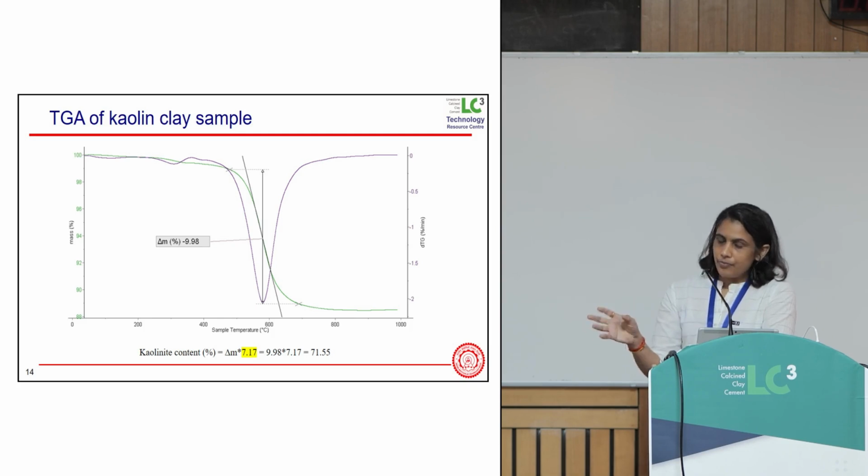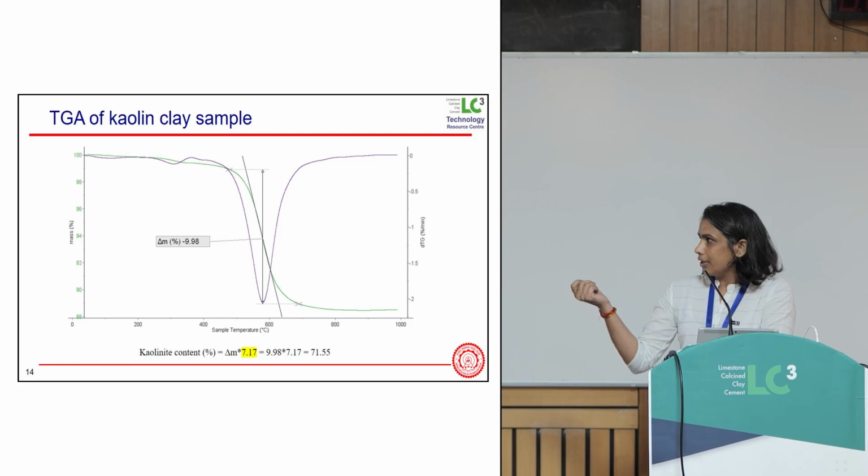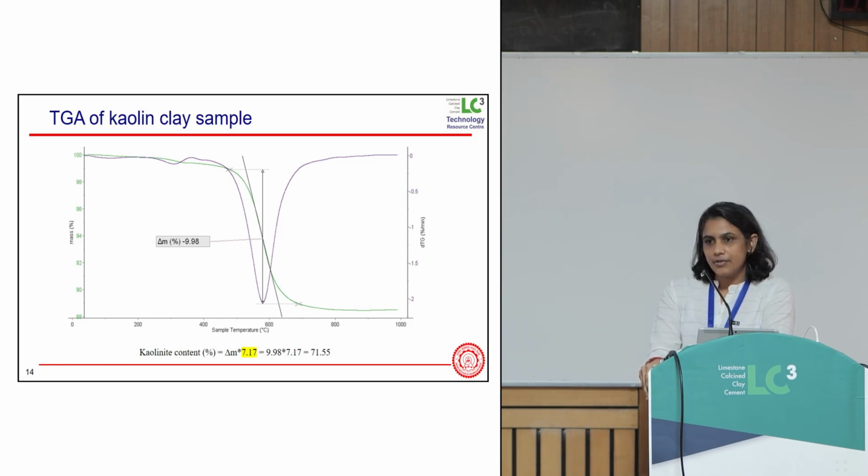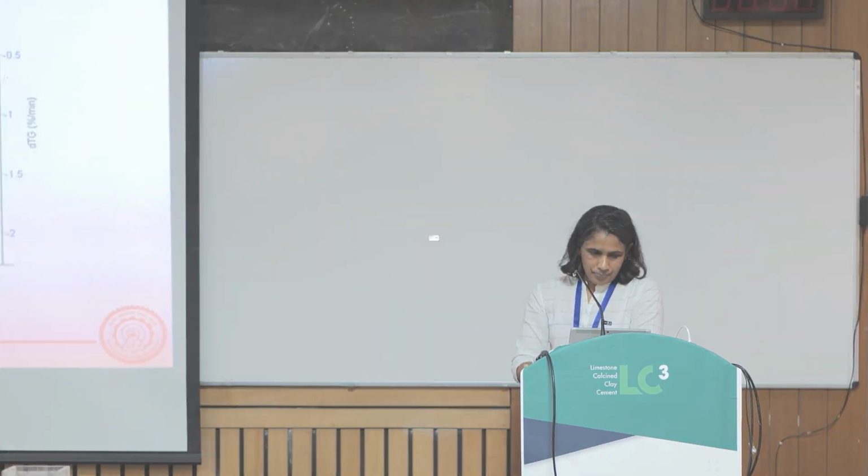So here again we will be able to know the mass loss that occurs between roughly 400 to 600 degrees centigrade, and after multiplying it with 7.17, again we will be able to know the upper limit or the exact limit of the kaolinite content.